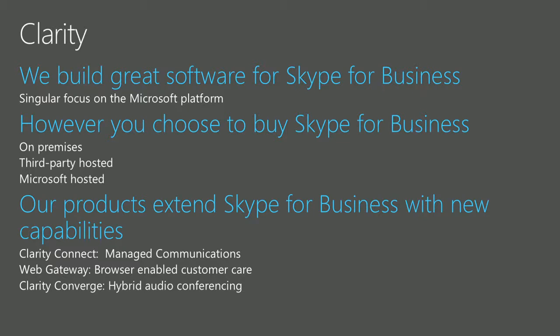So today we have 3 products in market. We have Clarity Connect, which is our flagship managed communication product that we'll be talking about today. We have a web gateway that extends the reach of that product to the browser. We'll show some demos of that as well. And then we have a second product called Clarity Converge, which enables hybrid audio conferencing. So for our customers who want to use the conferencing and audio bridge capabilities that Skype for Business provides, but merge that with a carrier-provided PSTN bridge, our software can enable that. We're not going to talk about that one today. We're going to focus on the first two.